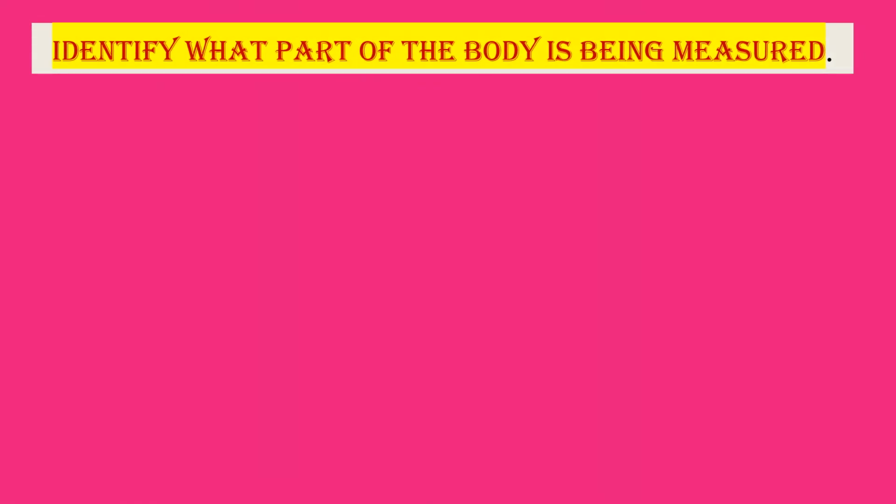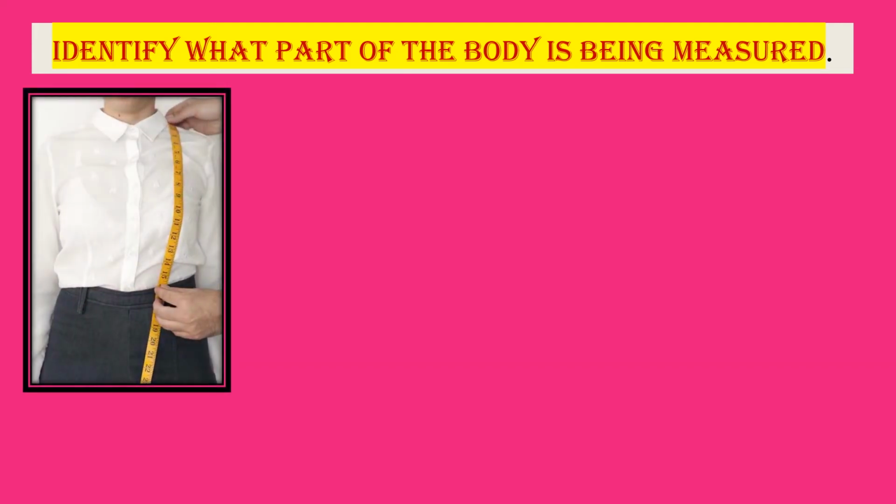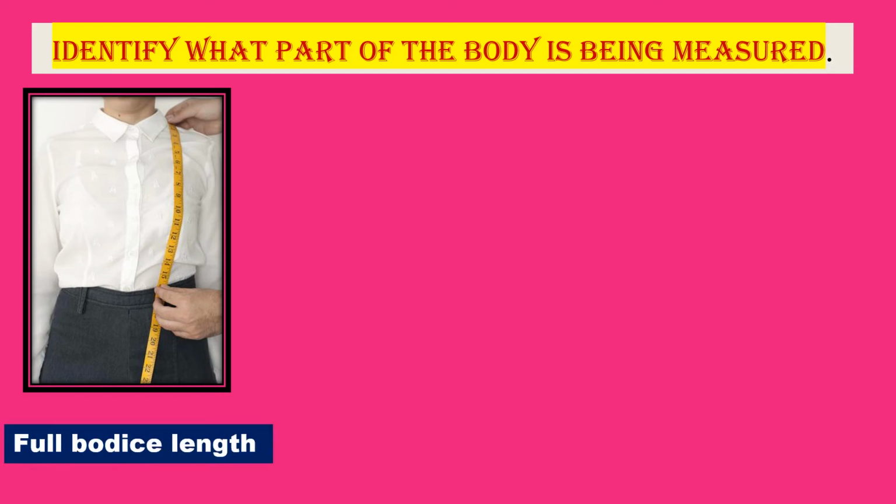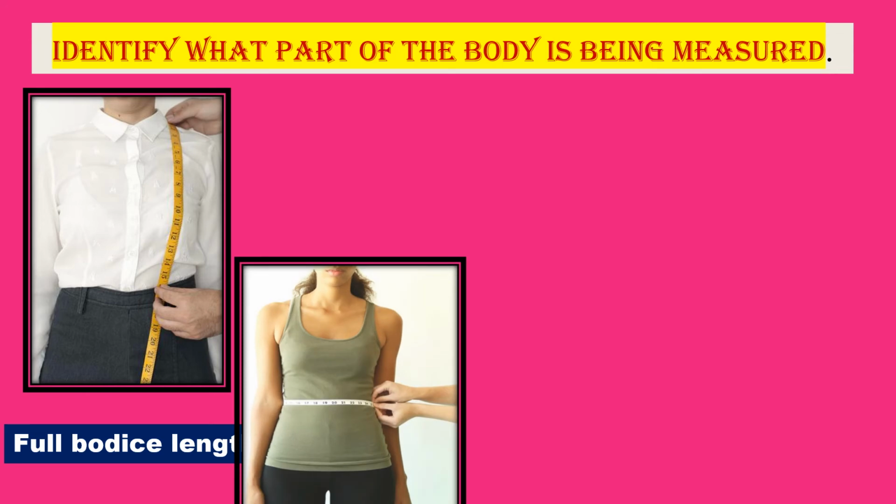Okay, before we proceed, let us first have an activity. Identify what part of the body is being measured. The first picture, what do you think this is? Okay, very good. Full body's length. And what measurement is full body's length? That is A, yes, vertical measurement.